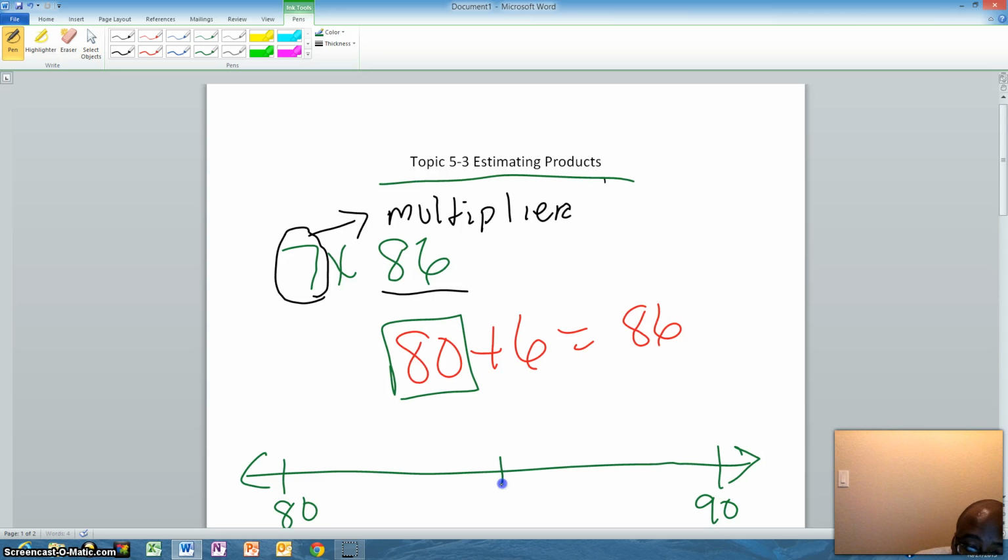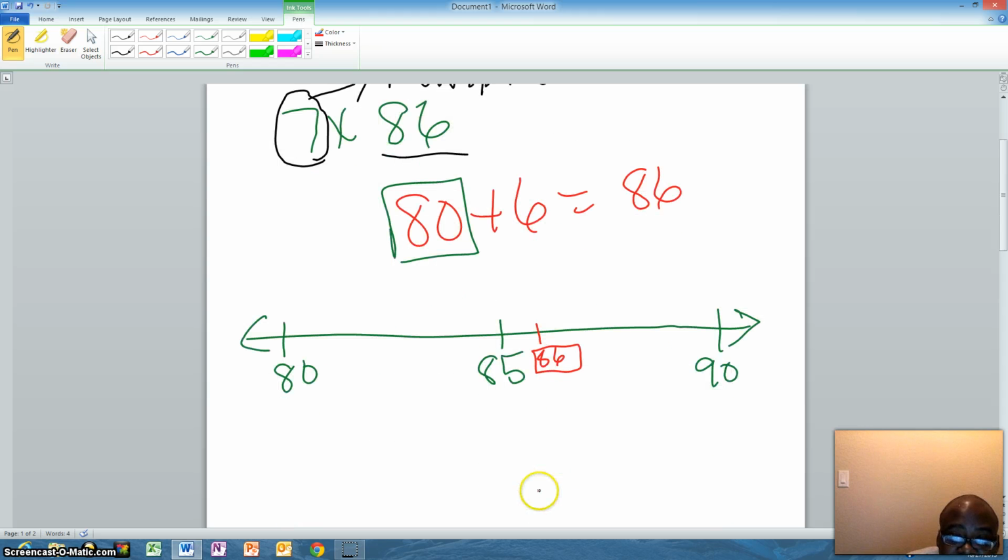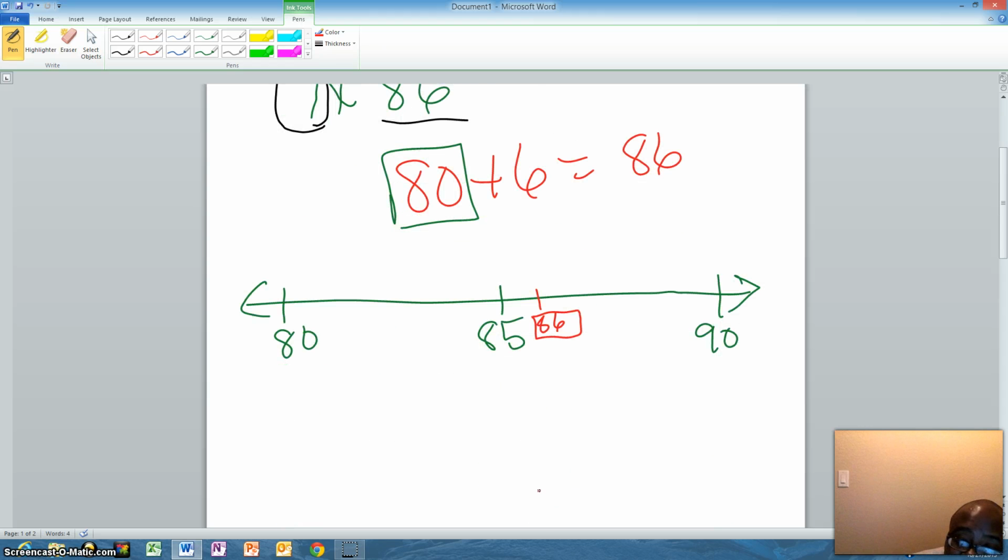The middle is 85. Let me erase that a little bit. That looked kind of sloppy, y'all. Okay, that looks a little bit better. Now, let me go ahead and put our number 86 on our number line. It's right here, close to 85. I'm going to put 86 on our number line, and then I'm going to box it. Same thing we always do.